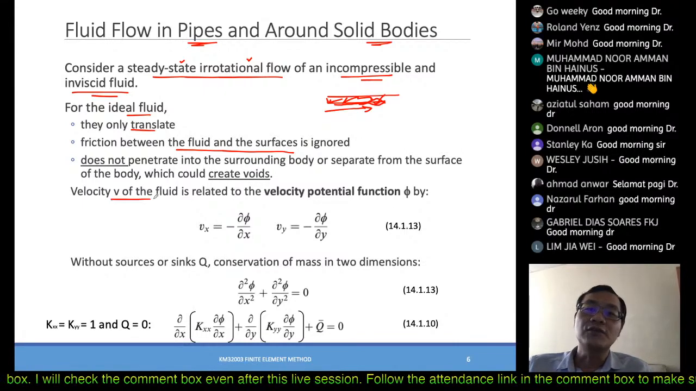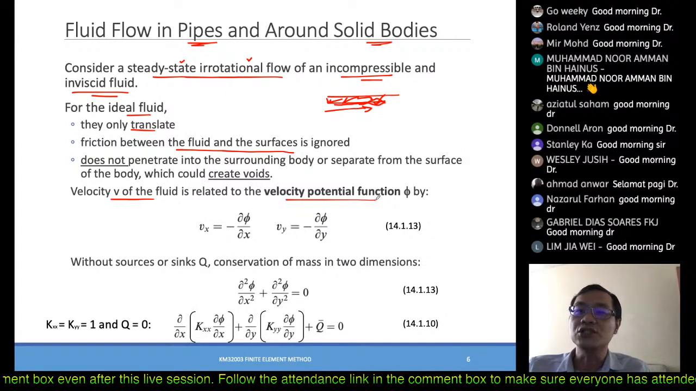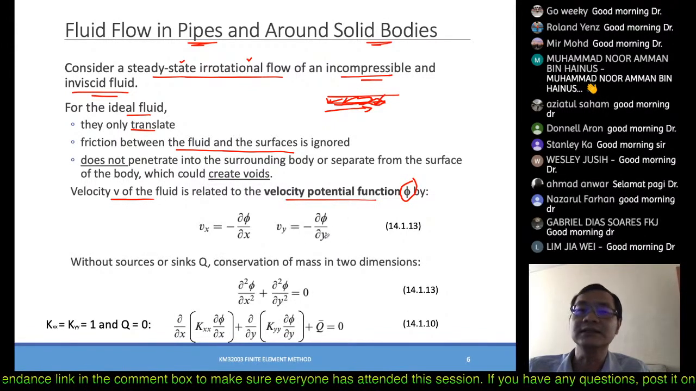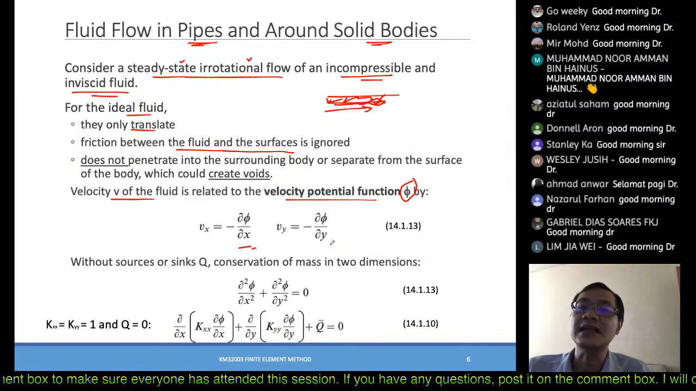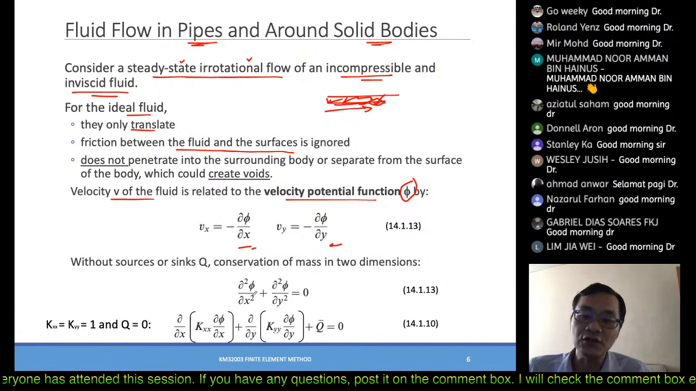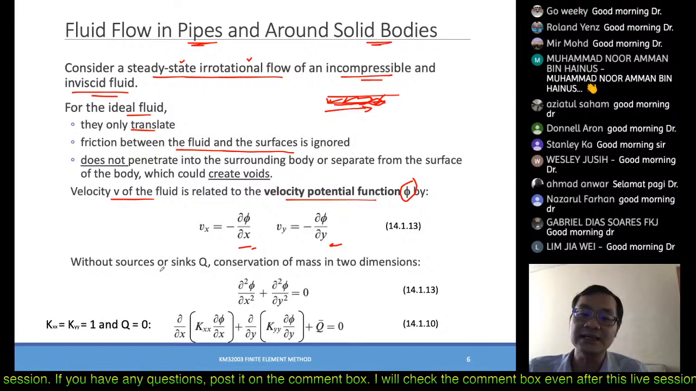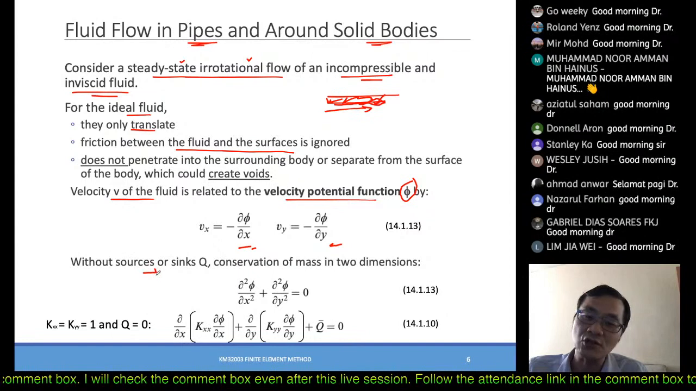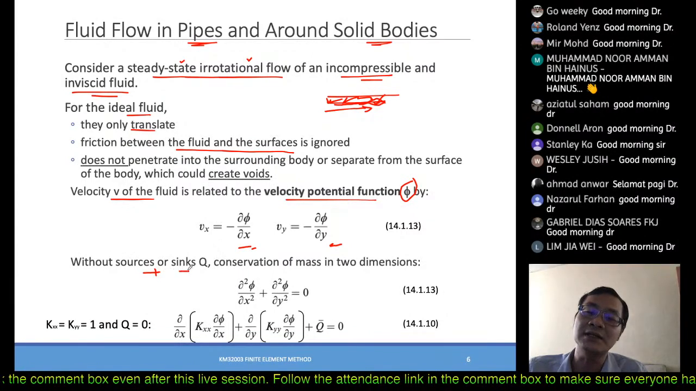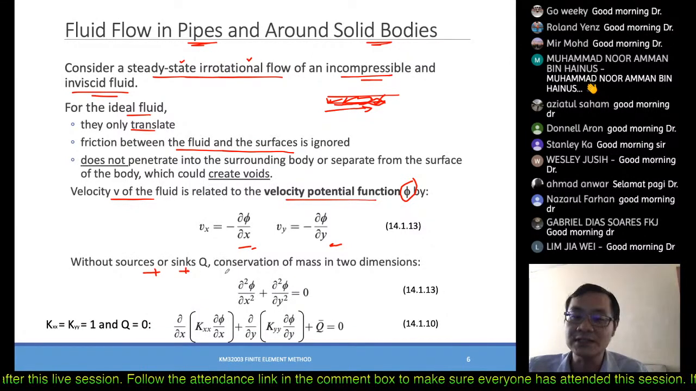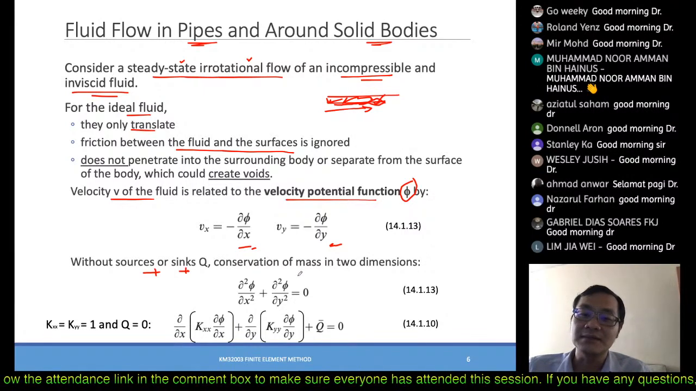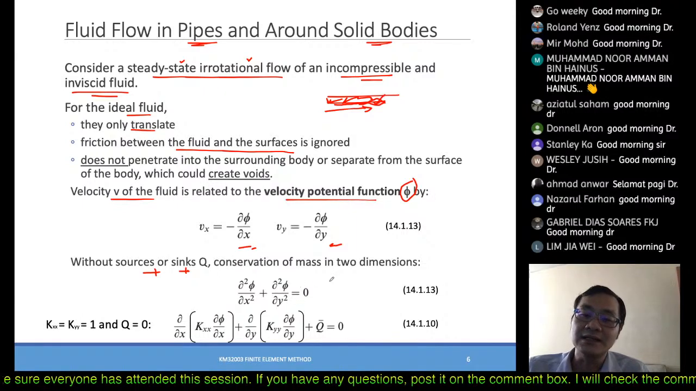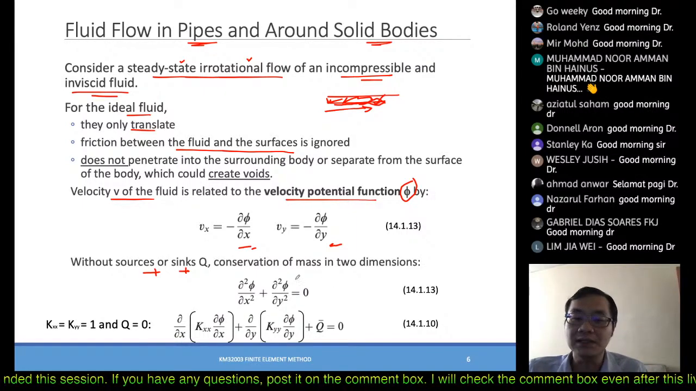So the velocity of the fluid is related to the velocity potential functions, okay. So here we just assume a potential function, given as such, in the x and y directions. If we do not consider any source, the mass source, meaning an increase of mass in the fluid or the loss of mass in the fluid itself, then the mass term becomes 0. So indirectly the equations become simpler, right.